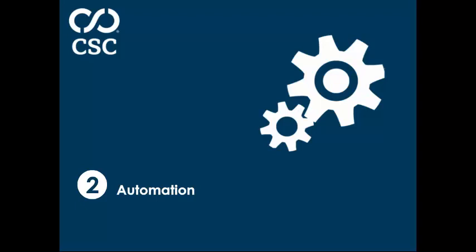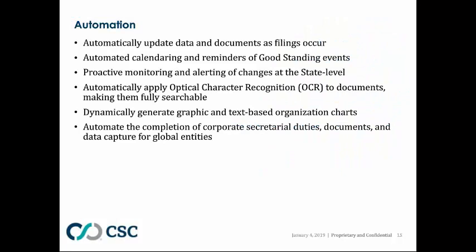So with that as a backdrop, security, let's shift gears, and Andrew's going to talk a bit about automation, one of our next critical considerations. Sure. This concept of automation is very critical because you want to be able to have a tool that can automatically update your data and information and really make your life easier, right? A quality tool is going to be able to automatically update your data and your documents as your filings occur, or automatically calendar your critical obligations like your compliance or your good standing events, or proactively monitor or alert you of changes that you need to be aware of.